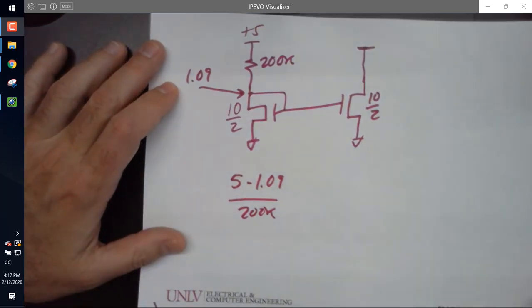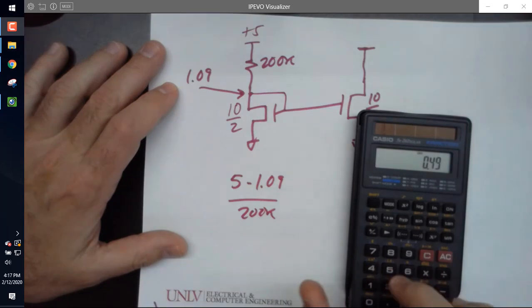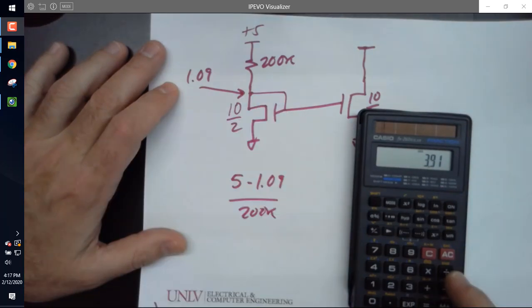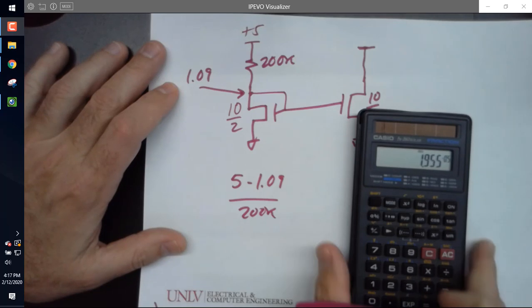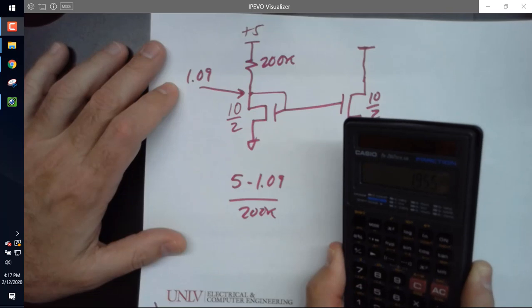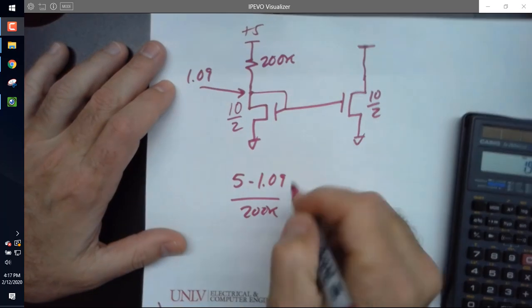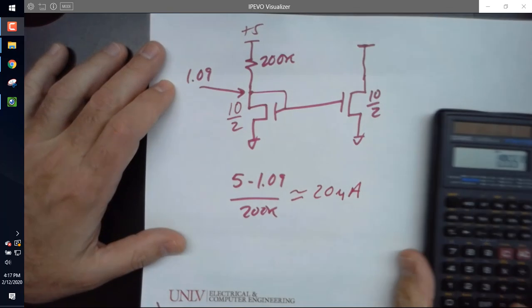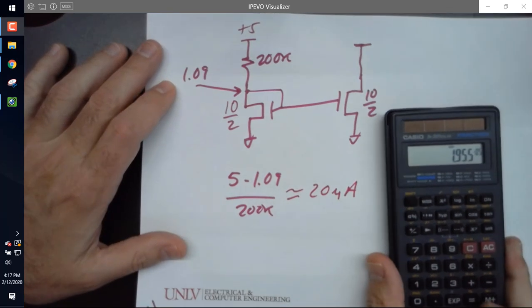Let's calculate that real quick. 5 minus 1.09 equals 3.91 across the 200K. Divide by 200,000 equals, and I'm just going to round this to 20 microamps. How's that? Don't think I'm lazy, do you? Yes, all right.